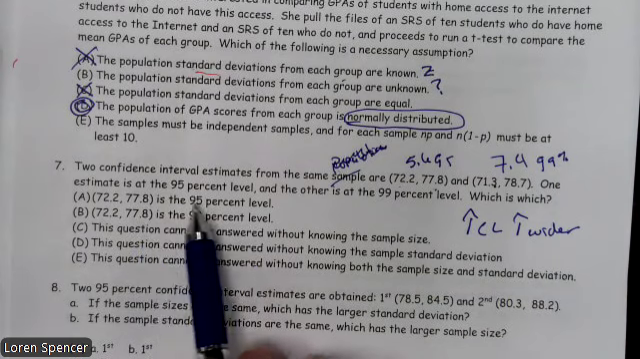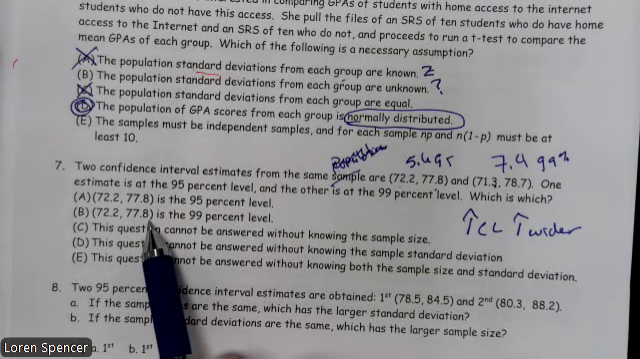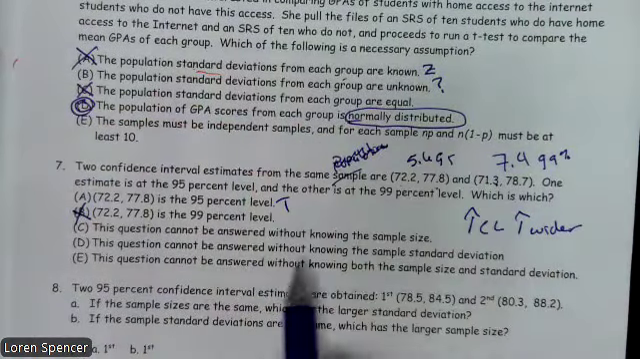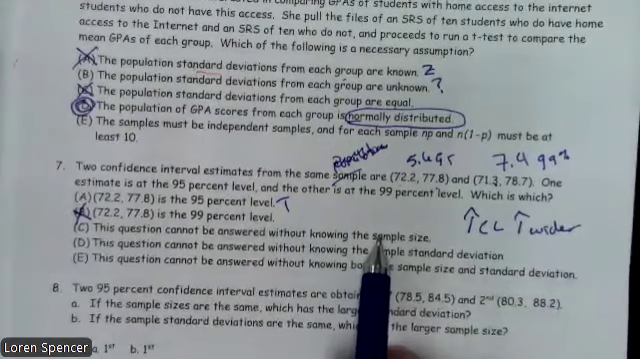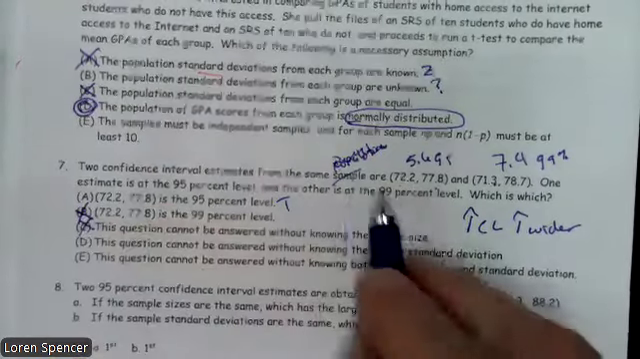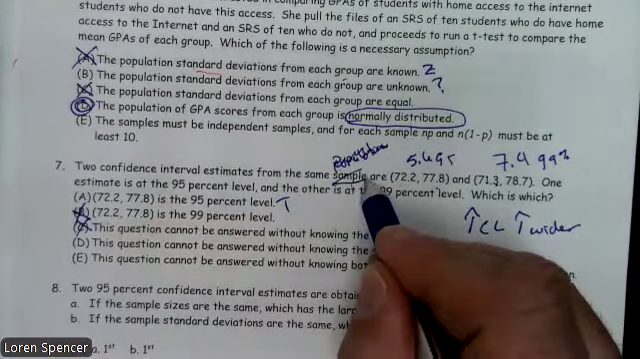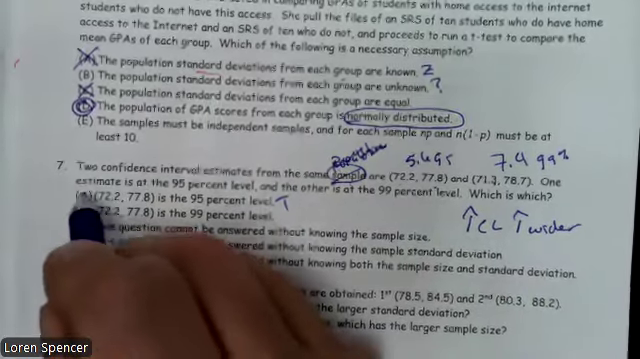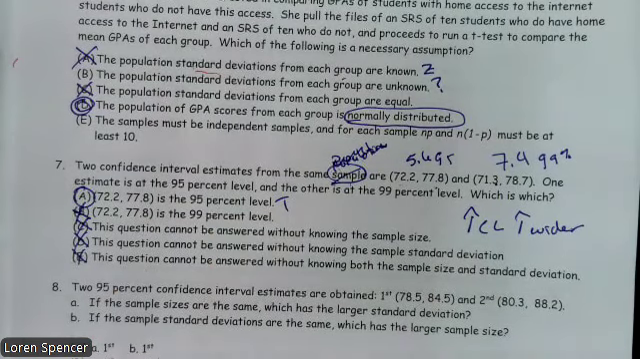All right. The 72 point is a 95%. The 72 point isn't, so this one's false. This looks pretty good. This one says it can't be answered. Nope. It came from the same sample. Nope. Nope. The only answer is A. So number 7 is A. I'll back up on that in just a second.